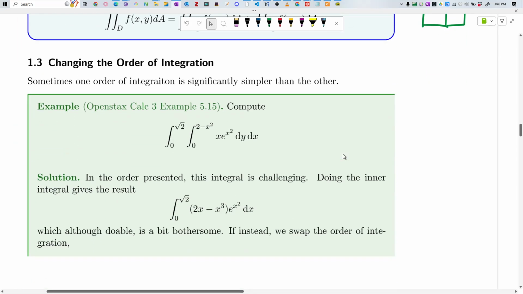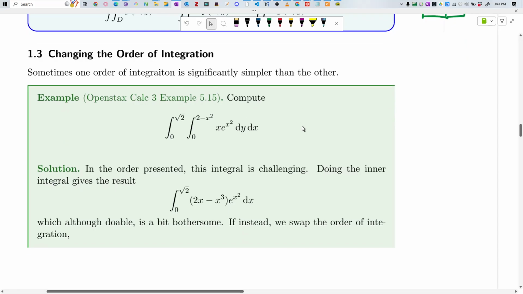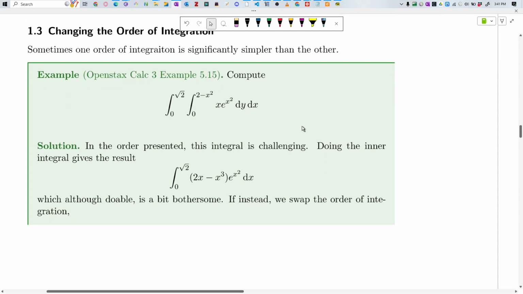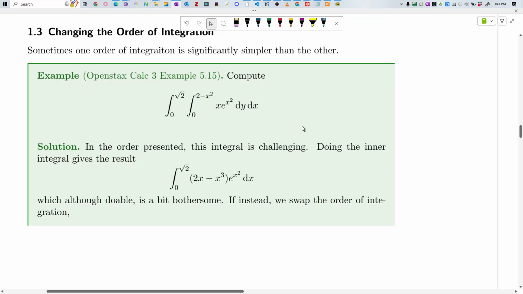Let's see. Right, so this is an important topic, which I spelled integration wrong. This is an important topic, which I don't think your problems emphasize. So, the fact that sometimes you are presented a problem with a particular integration order, but it turns out that that order is not the easiest order to use.